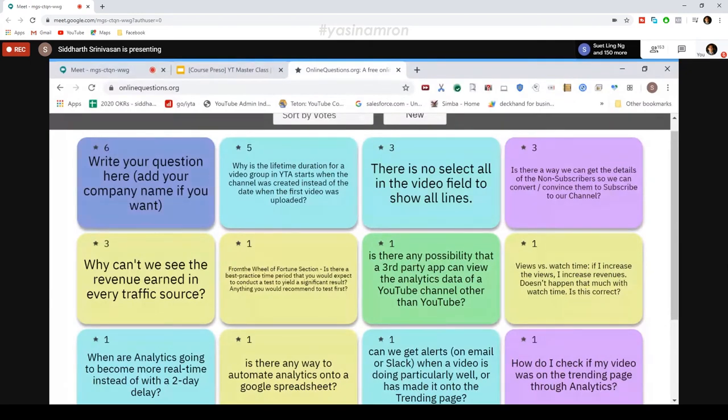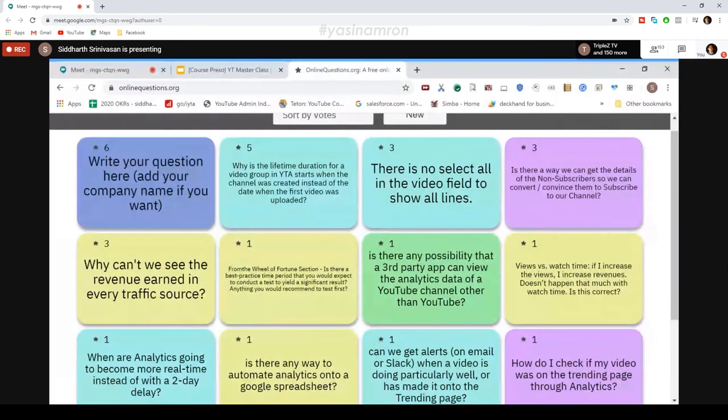All right. There is no select all field in the video field to show all lines. Okay, actually, this is a good point. What happens is, for some sections where we actually can't chart it, intentionally we do not allow for this to happen. But there are some sections where, I know what you're saying, you get to the section, initially you see everything, then when you unselect, you don't have a select all. Good one, we could actually put this back, because after that you have to manually add, you're right. We can send this back. Good suggestion. Yep.